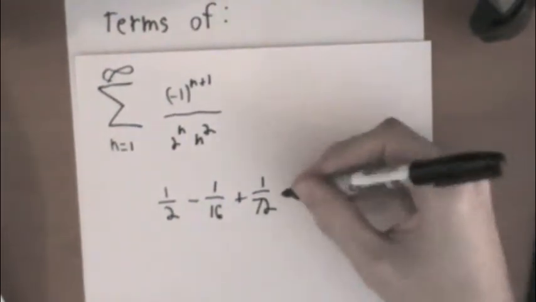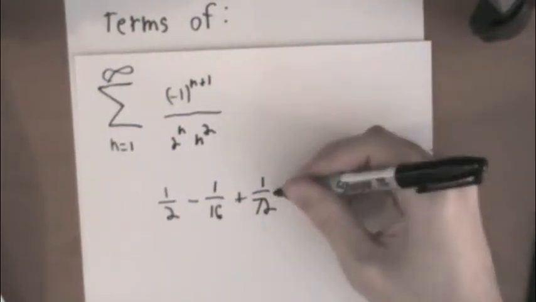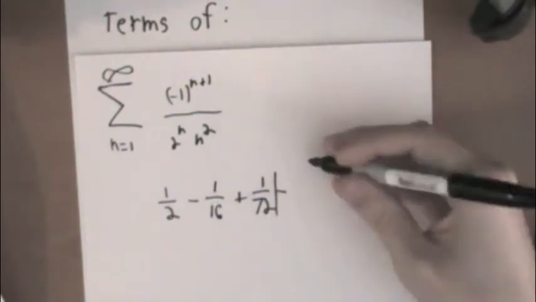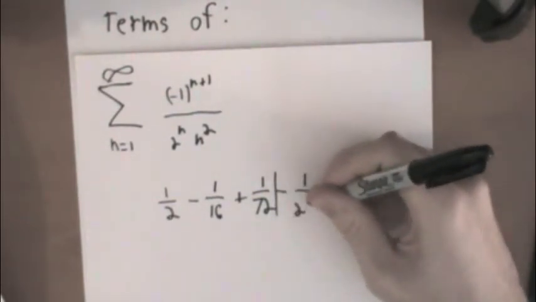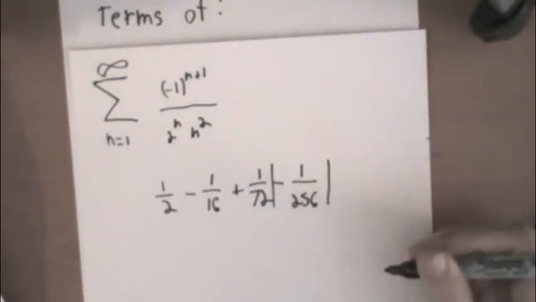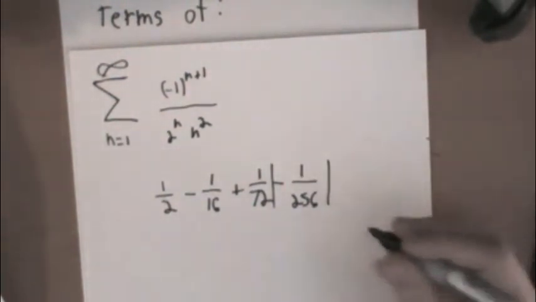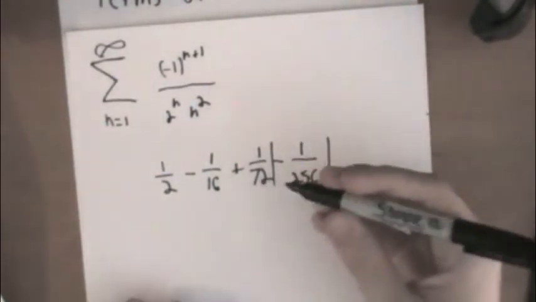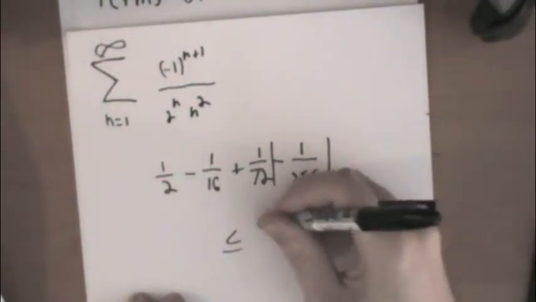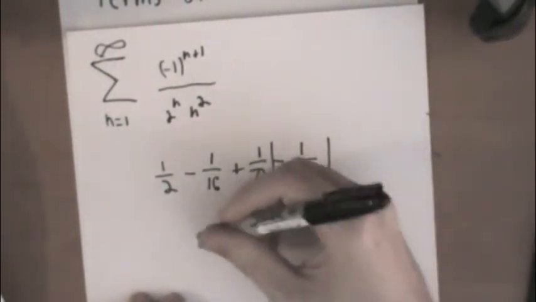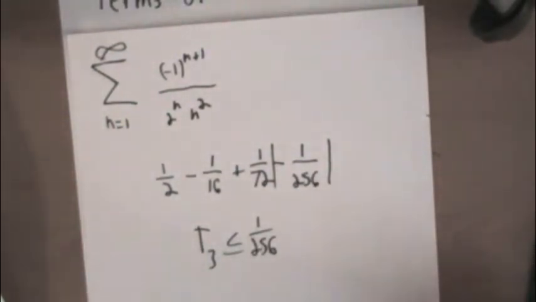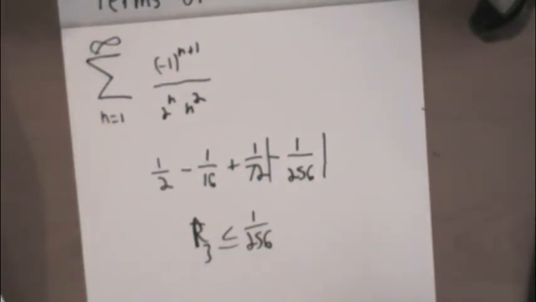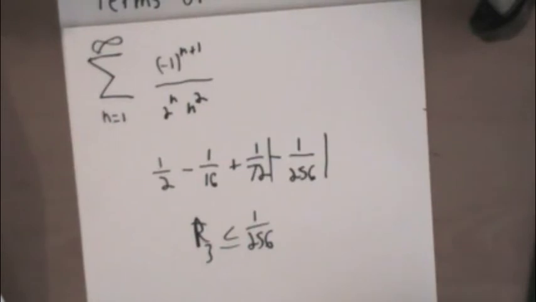Now the error will be the absolute value, and it'll be negative, but it'll be the absolute value of 1 over 256. So what that means is the error for the first 3 terms of this infinite series is less than or equal to 1 over 256. And there you have it. That is the alternating series test error.